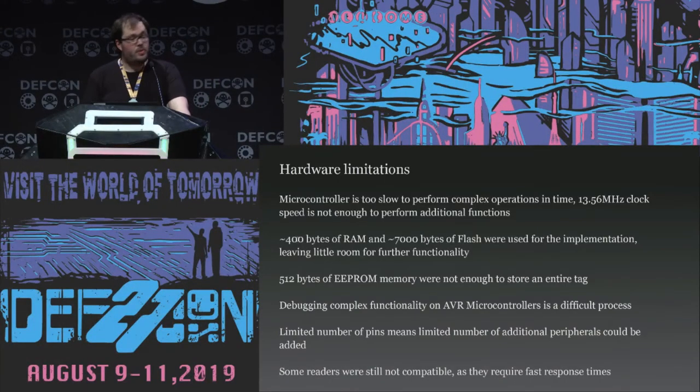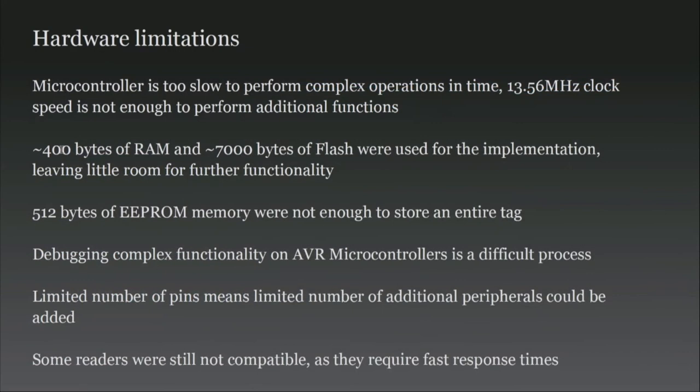So there are some hardware limitations with this. Obviously, I've made something that can emulate a tag fully, but I couldn't now make an attack tool out of it. Basically, it was too slow and didn't have enough memory to do it. I used 400 bytes of the RAM and 7,000 bytes of the flash, which seems like a lot, but I would only have about 100 bytes of RAM left and 1K of flash left to work with, which wouldn't be enough to make any real attacks from this.